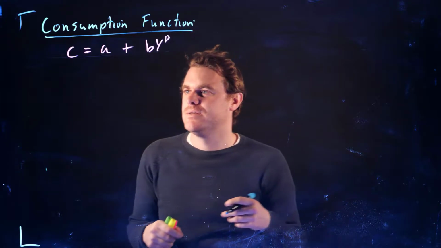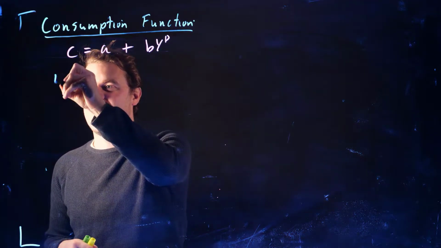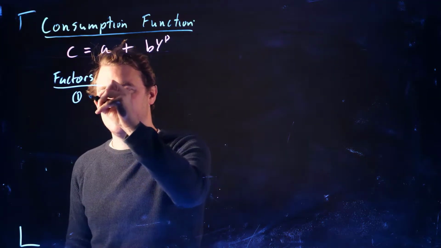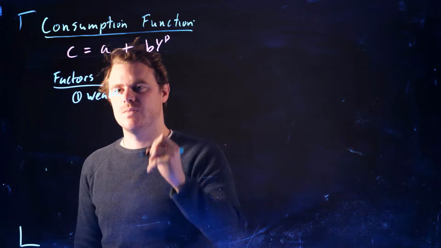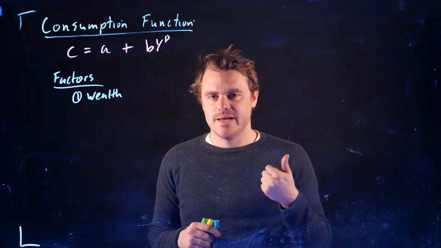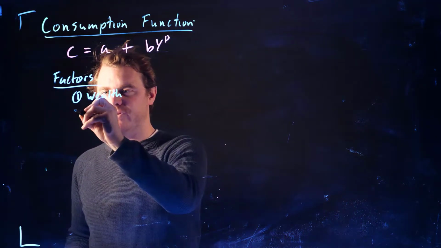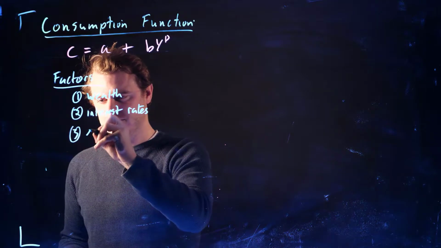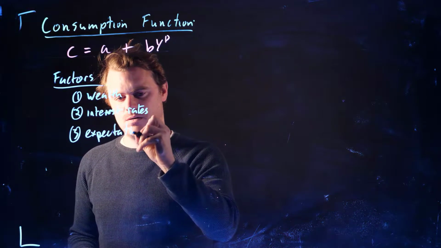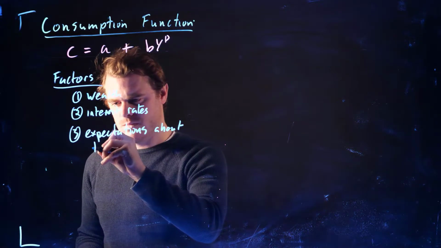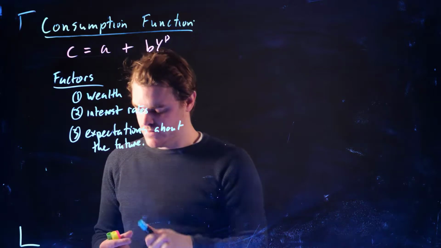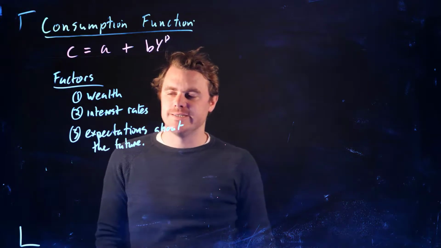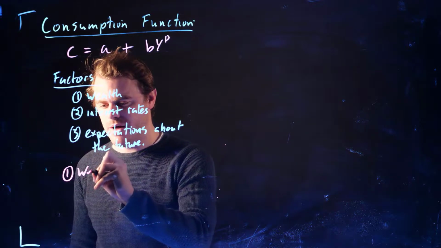A few minutes ago, seems like forever ago now, we talked about other factors that influence consumption. We talked about disposable income already, so I won't include that, but we talked about wealth, we talked about interest rates, and we talked about expectations about the future. All right, so let's go through these one by one and think about how they're going to affect our consumption. So let's start off with wealth.